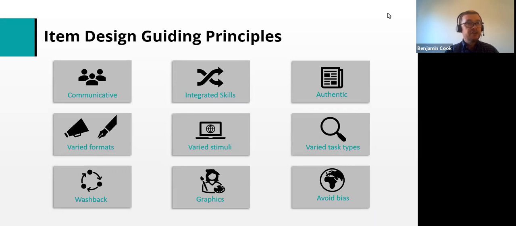The second thing is integrated skills, which I mentioned. So we want to reflect what test takers will be doing in the real world. They will be listening and speaking. They'll be reading and writing at the same time. So we wanted to include that in our item types.